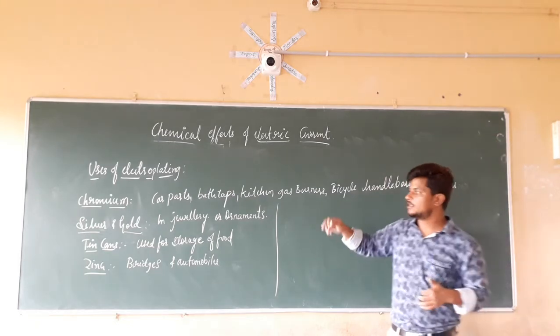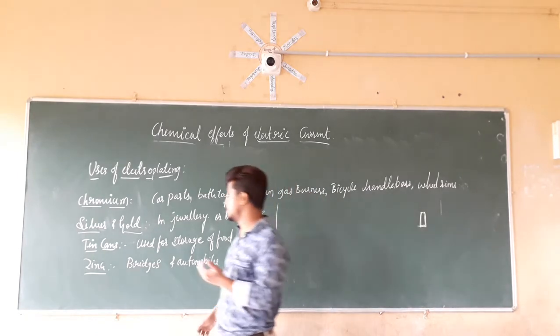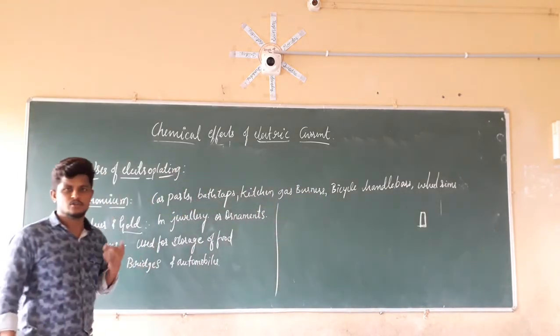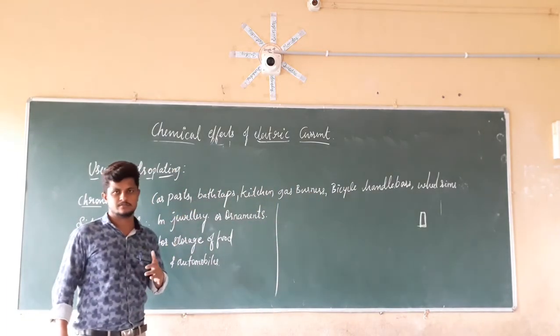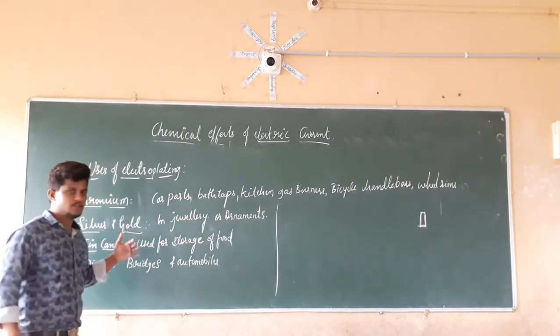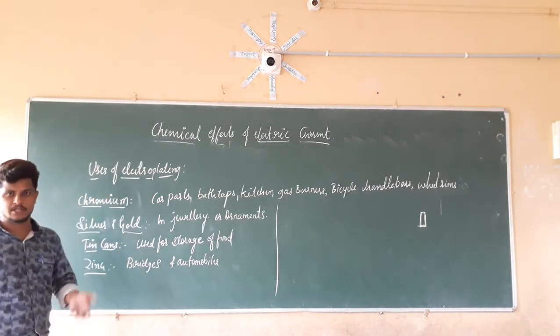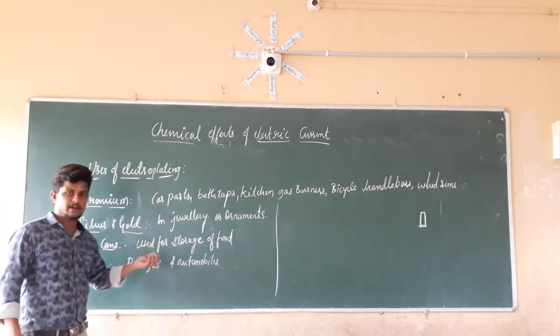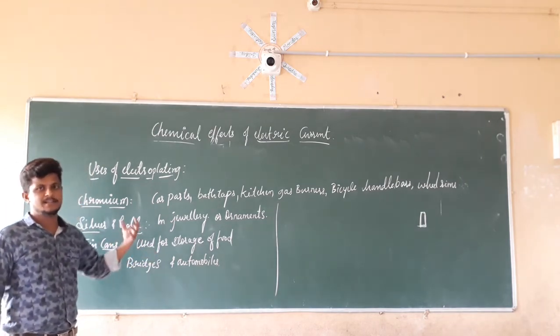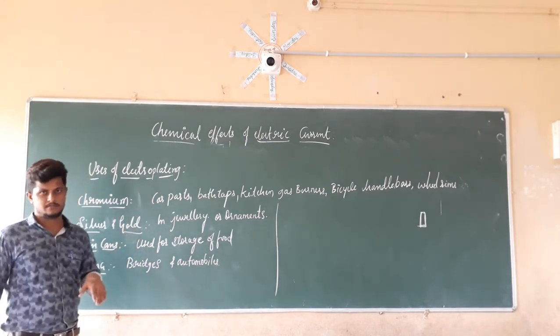Because of that, we use silver and gold with electroplating on some jewelry and ornaments, so that the cost is reduced. And it gives the design property which we require of silver and gold. For that reason, we are depositing it over here.